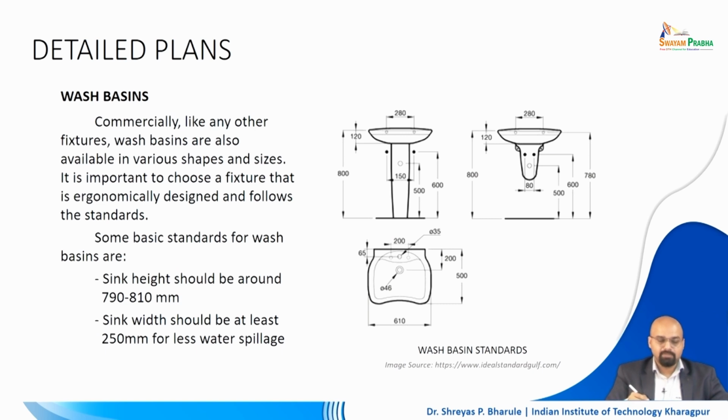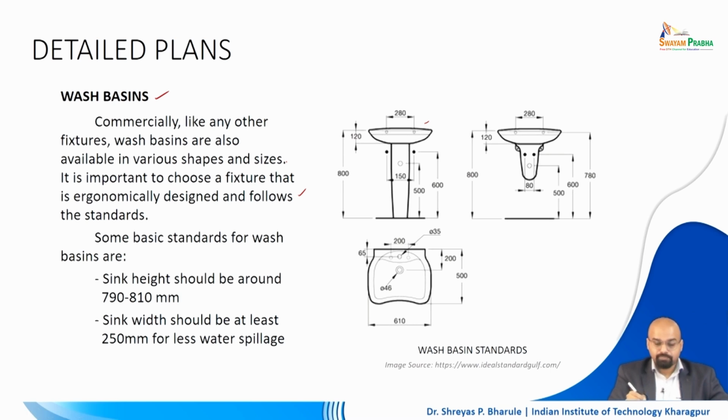Now let's look at the first appliance, or first key fixture that we have, which is the wash basin. Commercially, like any other fitting, wash basins are available in various shapes and sizes, and as per our requirement, we choose the way a particular fixture has to be. It is quite an important fixture to be installed inside a house, or any place where you need to wash your hands, wash your face, and so on. And this has to follow some ergonomic standards.